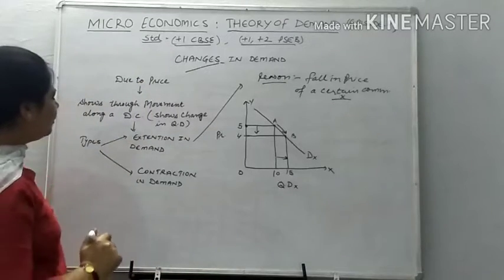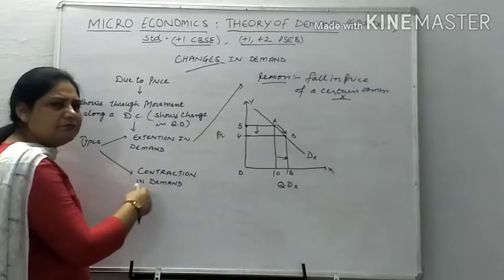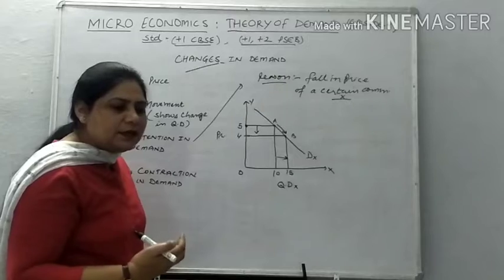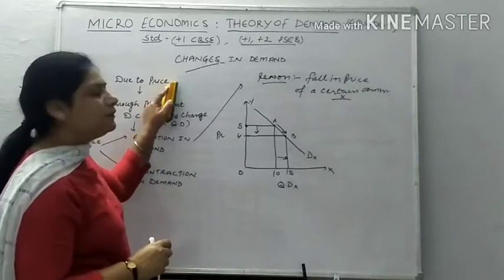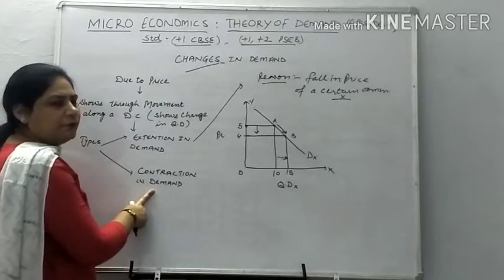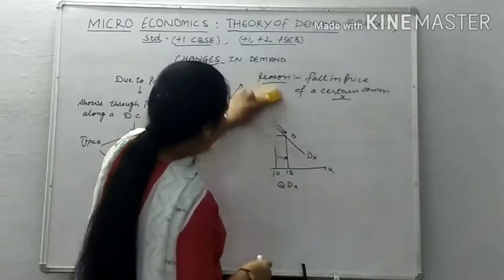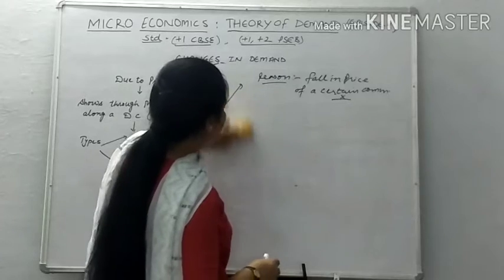Now I am going to take contraction in demand. Contraction in demand means you can understand it as decrease in demand, but because of this factor we call it contraction in demand. I am giving you a figure to demonstrate properly.